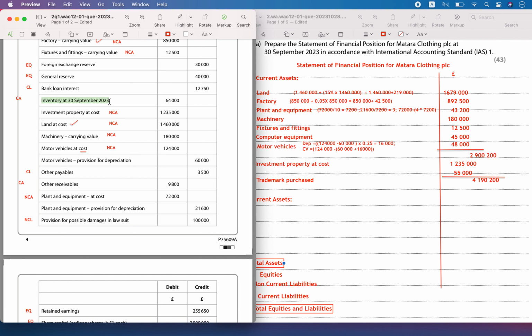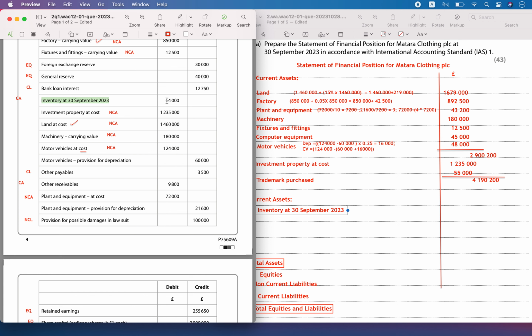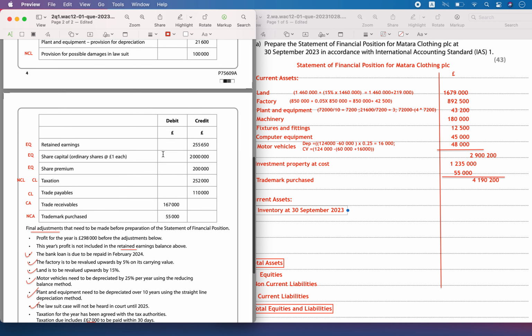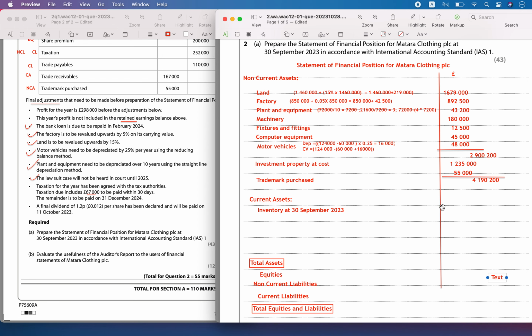Now the current assets. The first current asset is the inventory. This is the inventory at 30th September 2023, the closing inventory, which is 64,000. You can see there has been no mention of inventories anywhere here, so you need not make any adjustments. You can directly write it as 64,000.